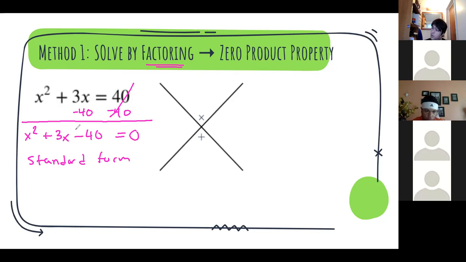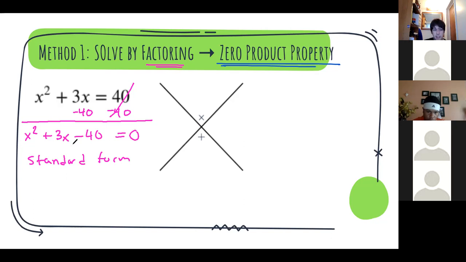But before we do anything involving factoring, you do want to make sure you get it into standard form, which again is ax squared plus bx plus c equals 0. For an equation, it has to equal 0. That way we can actually use the zero product property. If it doesn't say equal 0, we can't use the zero product property, and that actually messes things up.